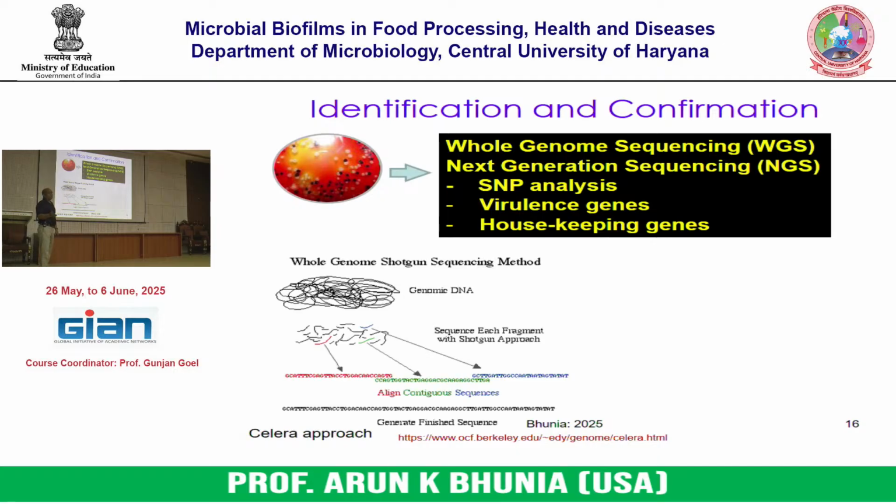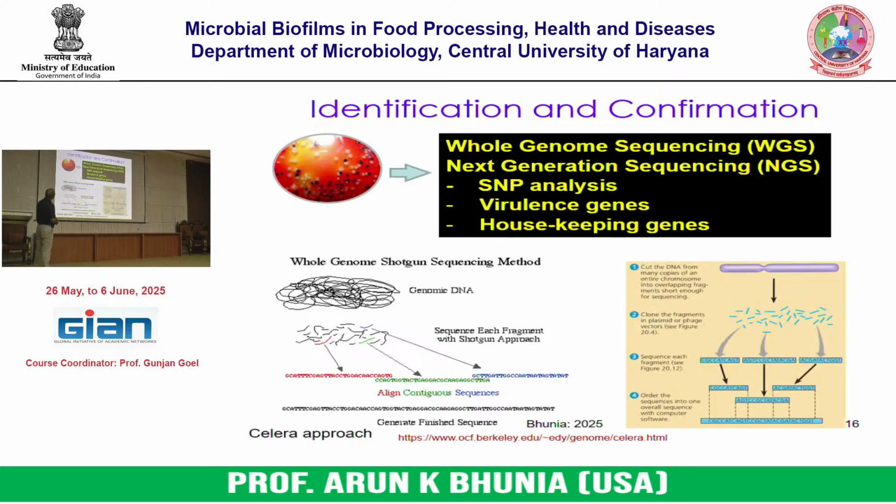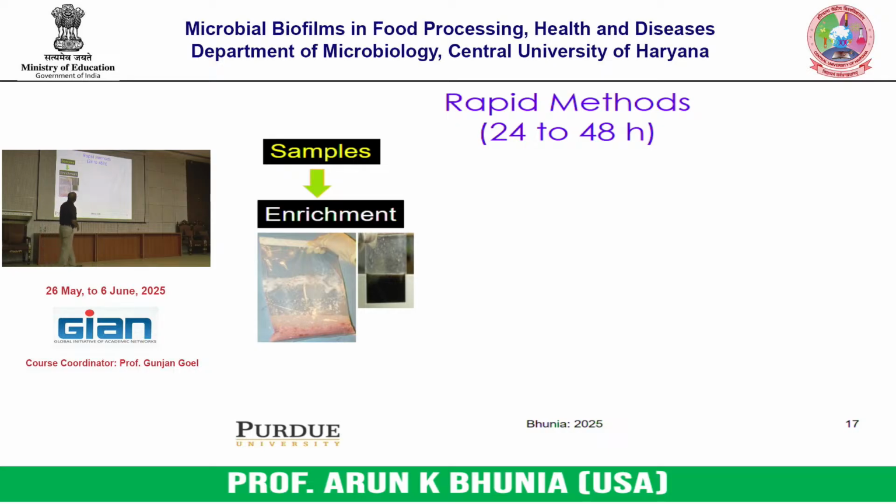Nowadays it's becoming a routine practice. You do the whole genome sequencing, and you can also do shotgun sequencing, where you take small fragments, assemble them together, and then find out what organism it is. These are all different strategies people are using for identification. Those are conventional methods, and they take longer.